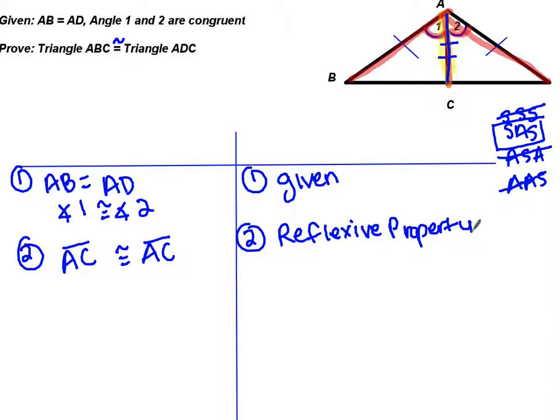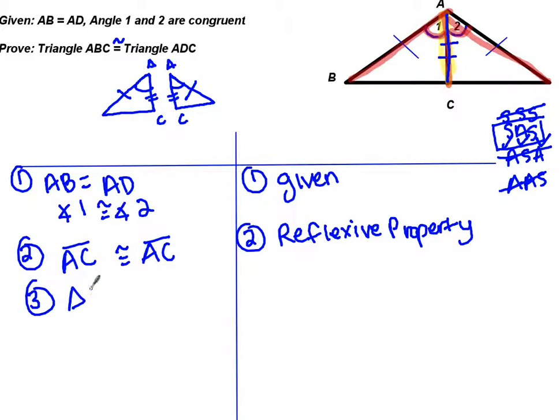Again, to use SAS, I need to clearly state that there's a pair of sides, so I have AB equal to AD, the angle, angle 1 and 2, and then the third side would be AC. You have to think of it as, what if those triangles were not connected? So I have AB and AD, angle 1 and angle 2, and then that second pair of sides would have to be congruent. So that's why I need to state AC is congruent to AC between the two triangles.